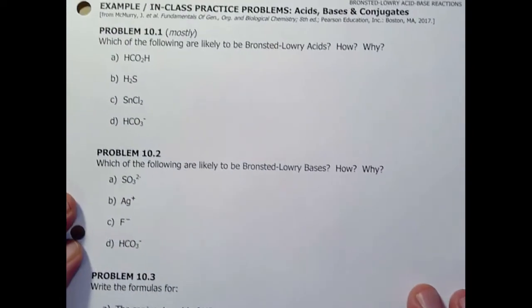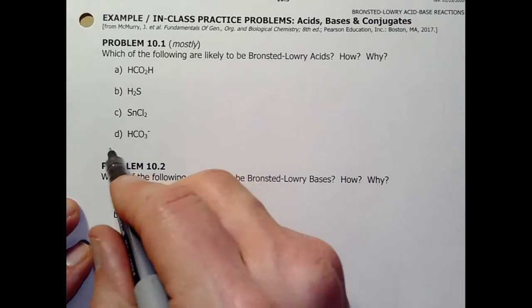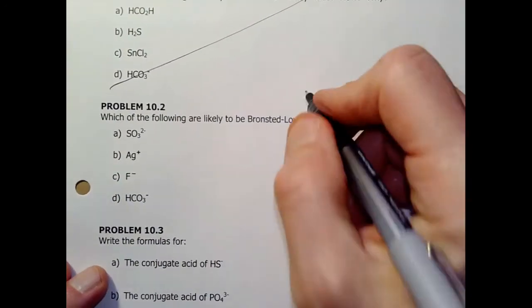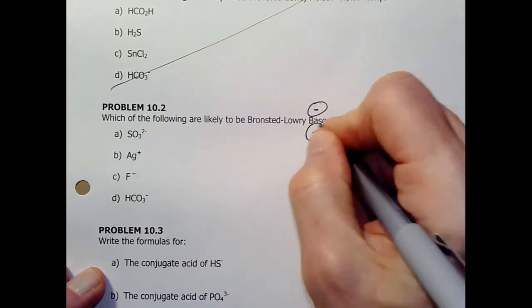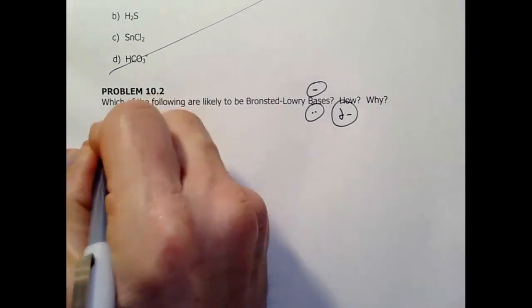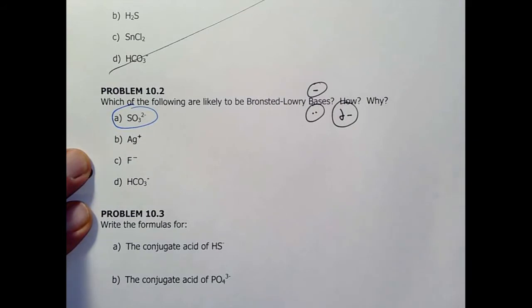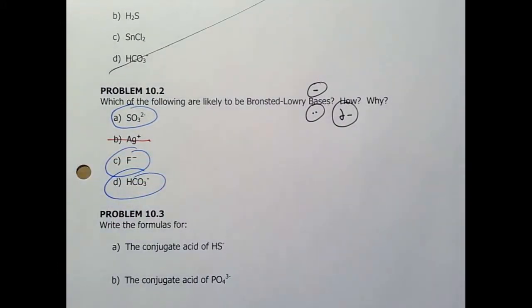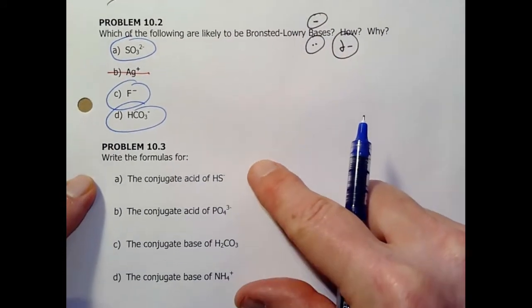Page 10.5. Let's skip this one. What's likely to be a Bronsted-Lowry base? Well, I'm looking for this, or this, or that. So when I look over here, that certainly looks like a candidate to be a base. Ag+, nope, that's not going to accept an H+. Fluoride, sure. Bicarbonate, sure. These are the same things we just did on that other page.